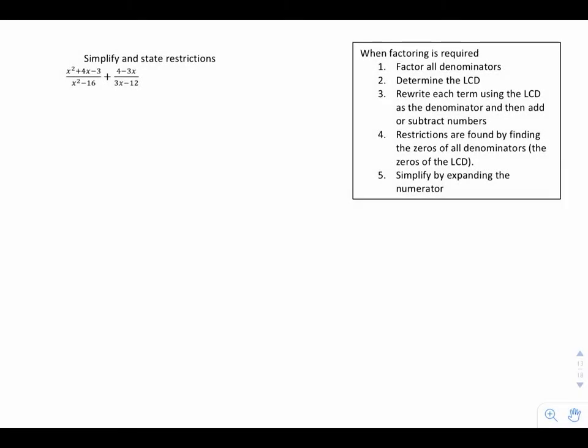We're looking here at a sum of two rational expressions. I have a step-by-step process in simplifying and stating the restrictions at the side. Again, you can use it as a guide if you like. I'm going to jump right into it. So the first step is to factor all denominators, and that's what I'm going to do right now.